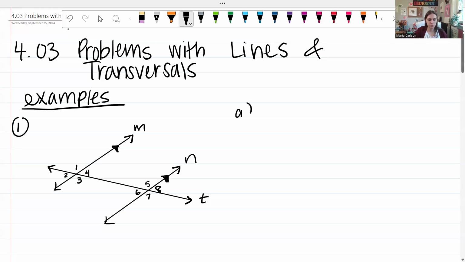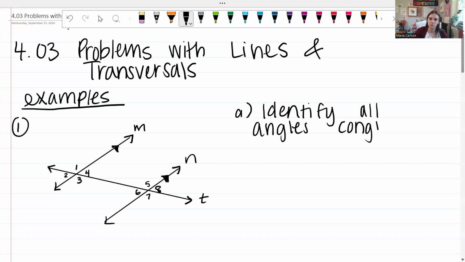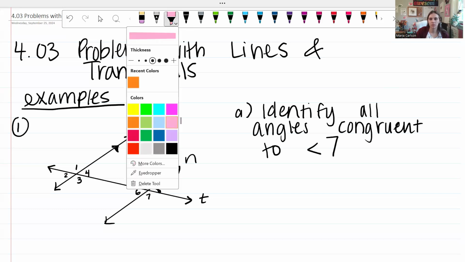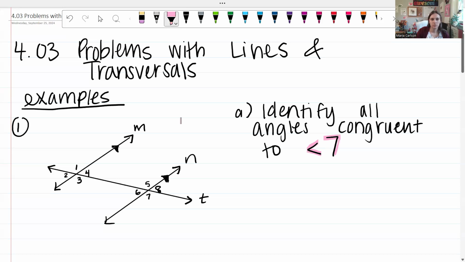First thing we are going to do is we are going to identify all angles congruent to angle 7. So let's take a moment here to identify angle 7. That is this angle right here. So all of our congruent angles that I can find.